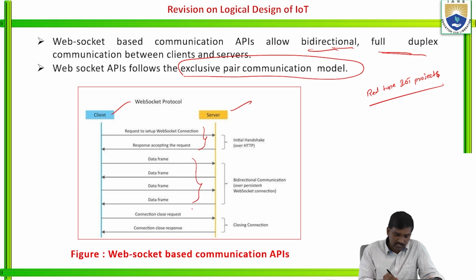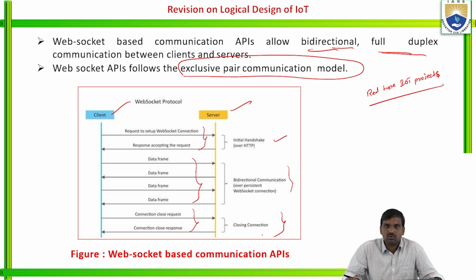These are connection close requests. So here, just the block diagram, we explain in terms of three phases: the initial handshake, that is over the HTTP protocol; bidirectional communication over the persistent WebSocket connection; and the last one, closing the connection, with a closing request and closing acceptance.